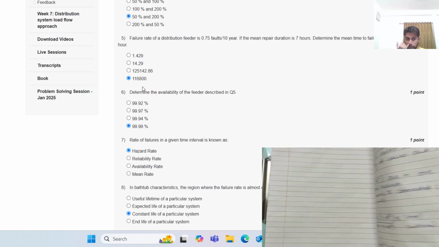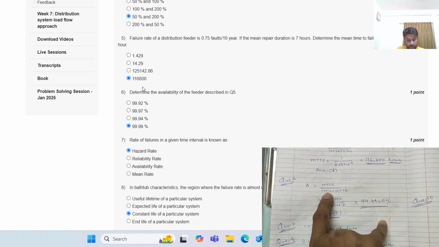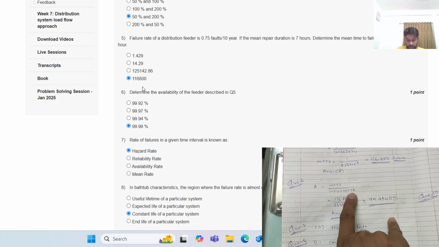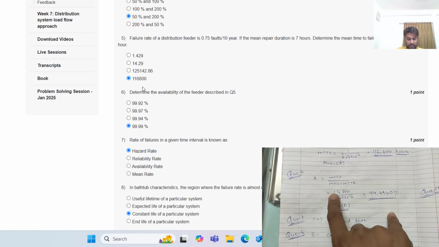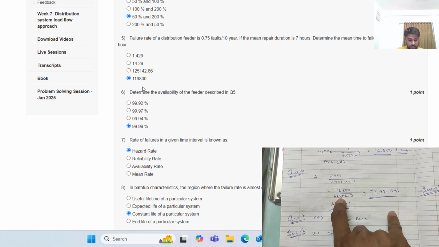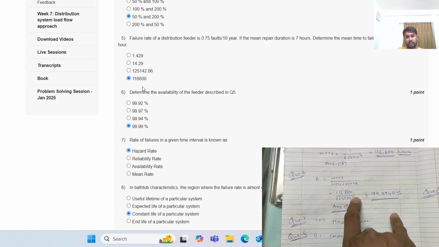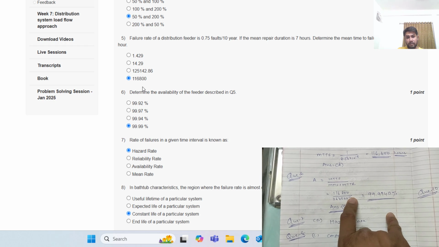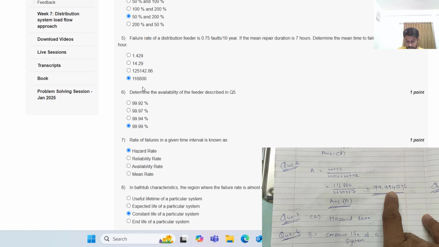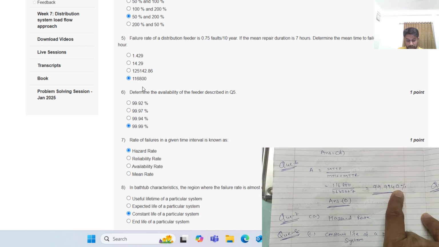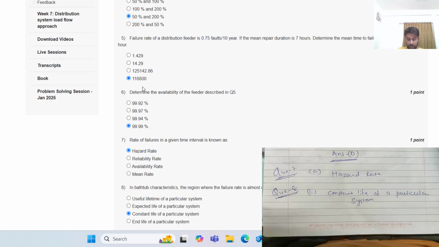Now we have to find out the availability of the feeder. So it can be calculated as MTTF divided by MTTF plus MTTR. Mean time to repair is 7 hours given in the example. So 116,800 divided by 116,800 plus 7 hours. So 116,800 divided by 116,807 hours will give you 99.9940%. So answer is D, 99.99%.